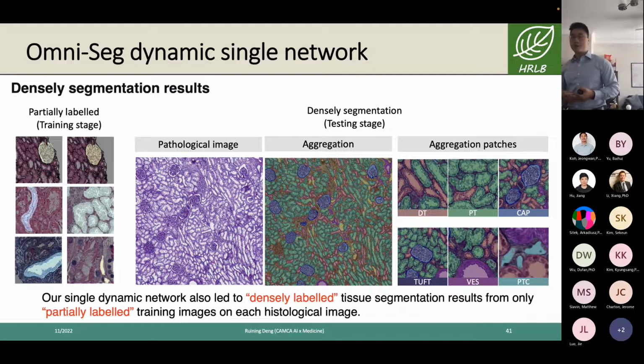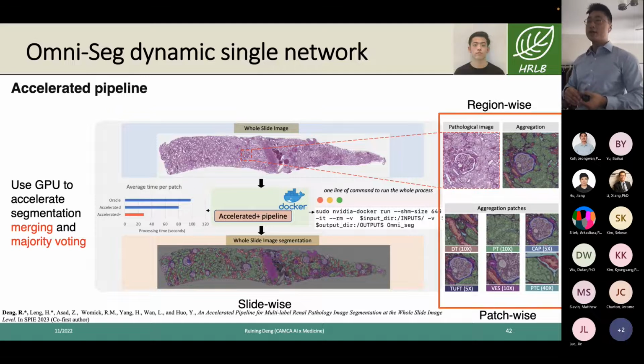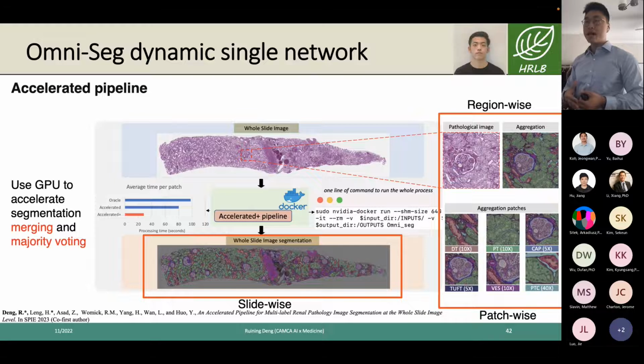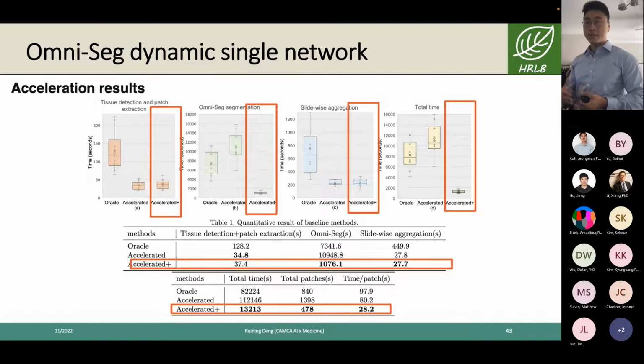Previously, all of our models focused on patch-wise segmentation and quantification. If we try to achieve slice-wise application, it's still very time-consuming to aggregate all of the tissue type segmentations together. Therefore, we improved our OmniSeg pipeline to use GPU to accelerate segmentation merging and majority vote, to achieve a robust segmentation result at the whole slide image level with less time. So here are the acceleration results. Our accelerated pipeline can achieve whole slide image segmentation with less time.